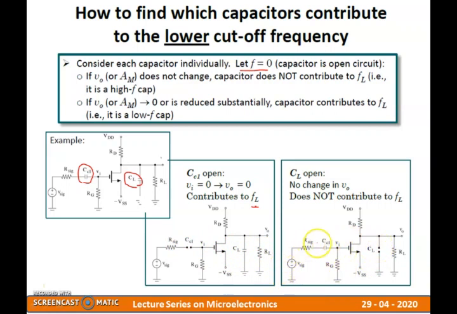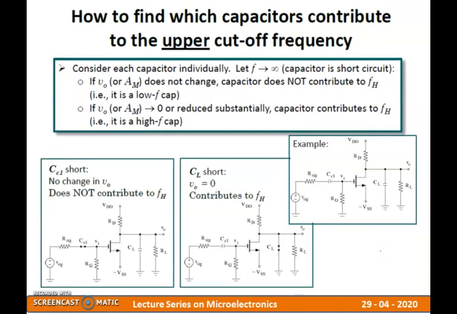Now all the input is coming and everything is operating, and I am getting the output over here. Even if I make it an open circuit, that is not going to hamper my output, which means making CL an open circuit doesn't have any reduction in my output voltage. That means CL does not contribute to FL. So this is the simple analysis that I can do, and maybe you can use this same technique for solving any sort of problem. The same thing can be done with respect to upper cutoff frequency.